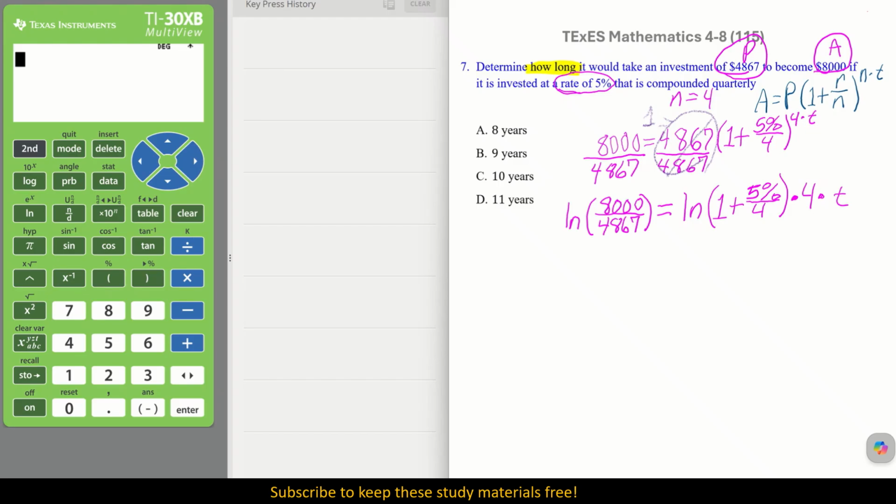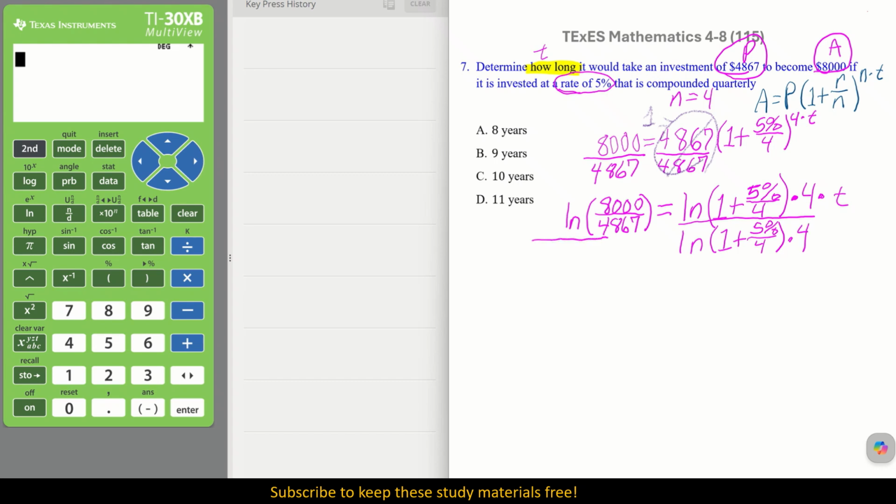At this juncture, I need to remind you that it's t. How long does it take, which is our t? We need it alone. If you look at how I've set it up, everything in front of the t, we can take all of that and multiply both sides by it. So I have ln of 1 plus 5% over the 4 times 4.